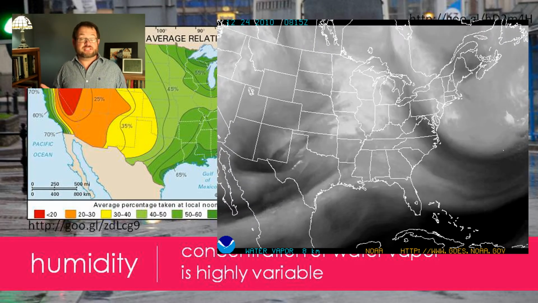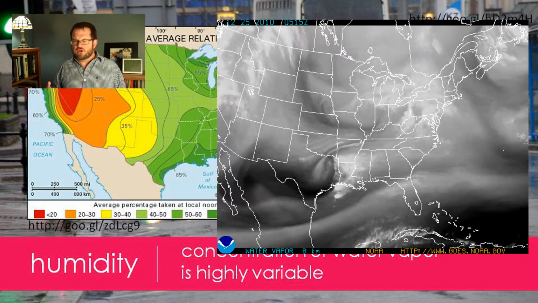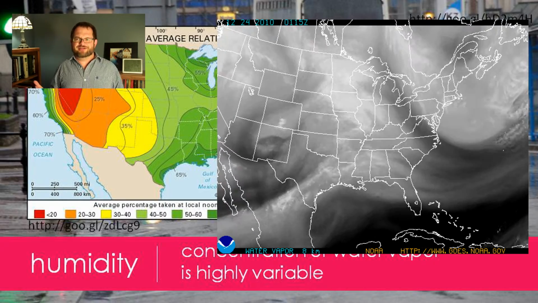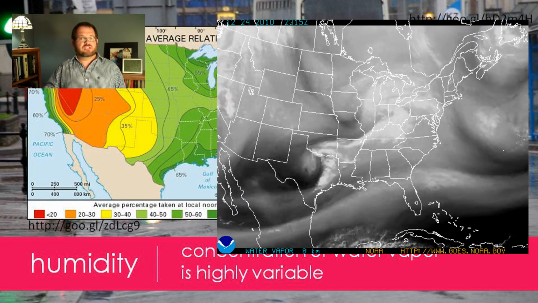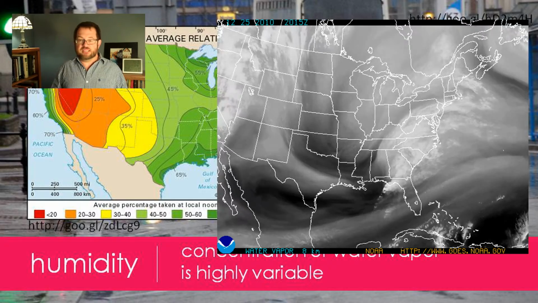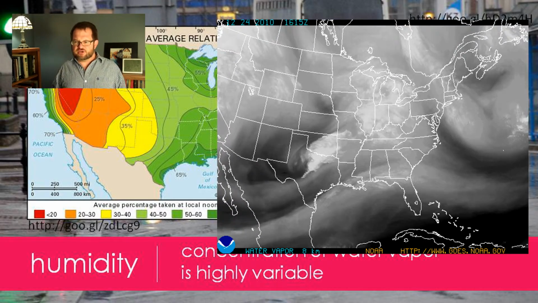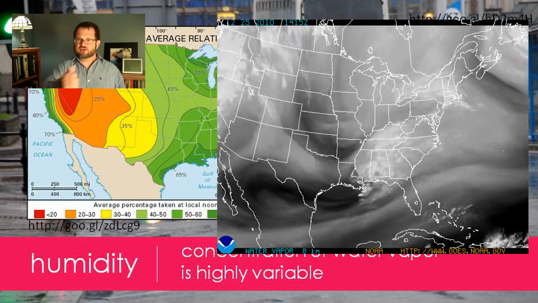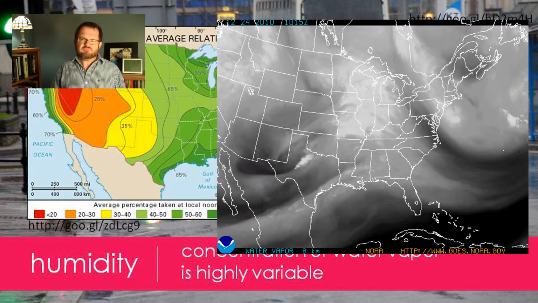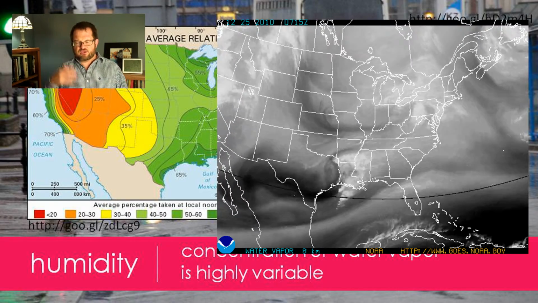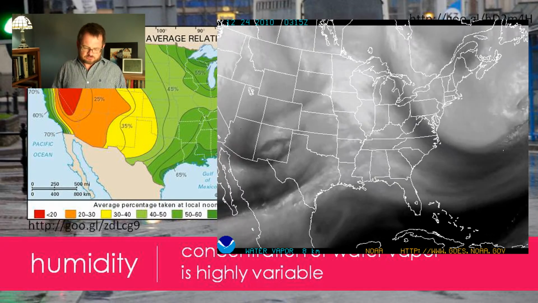As this animation plays out, you can see there's a lot of variability. At any given location, the amount of water vapor is changing rapidly from one moment to the next. There are patterns: places that are humid and places that are dry. It's a very complicated quantity to get a handle on.